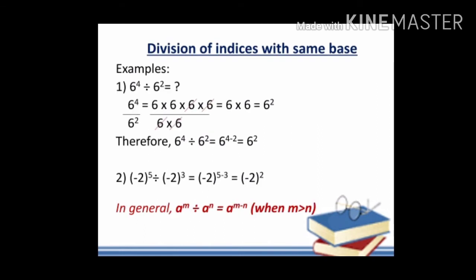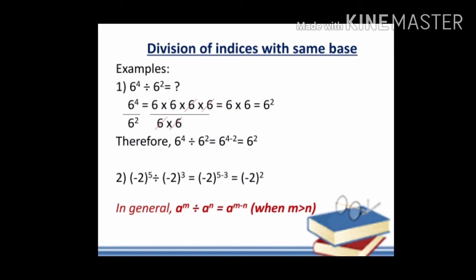Division of indices with same base. Students, let us consider the example 6 raised to 4 divided by 6 raised to 2, which means 6 raised to 4 upon 6 raised to 2, which is equal to 6 into 6 into 6 into 6 divided by 6 into 6. 6 gets cancelled with 6. Another 6 gets cancelled with another 6. So what remains? 6 into 6, which is equal to 6 square.